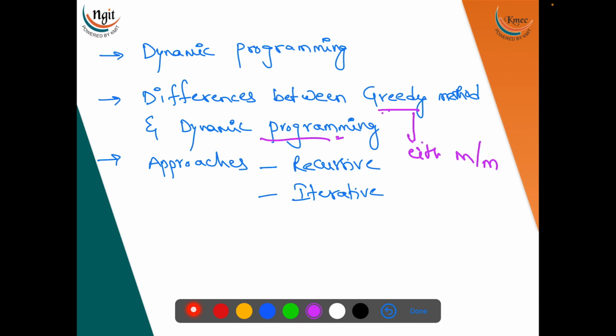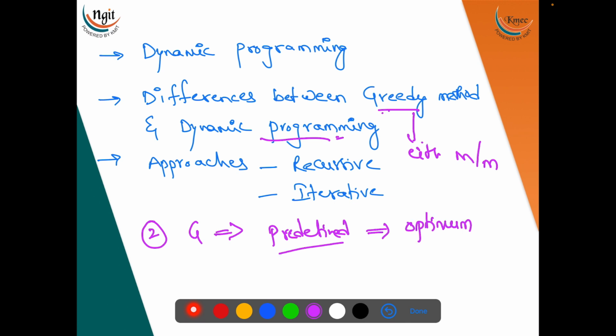And we also have another difference. The second difference is that in greedy method, we follow a predefined procedure to get the optimum solution. I'll give an example to understand this: the Kruskal algorithm. You might remember it from the previous lectures. What is the Kruskal algorithm? We always select the minimum cost edge which gives the best result.